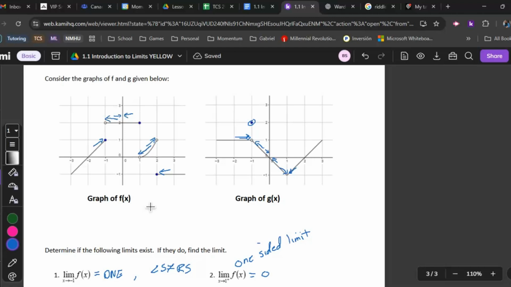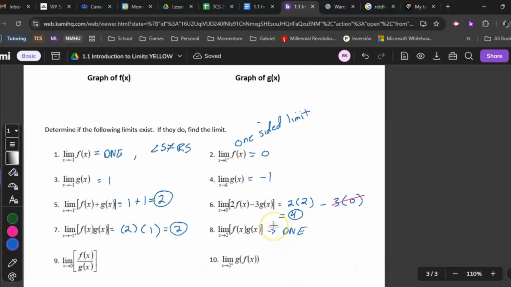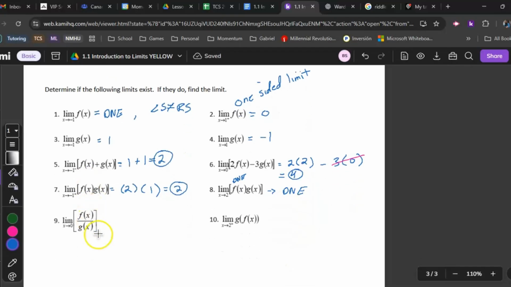So when I look at g of x, even though this one does exist, it doesn't matter because I'm getting does not exist times a number. The does not exist takes over. So for this particular one, because the limit of f of x does not exist, it automatically means the whole thing doesn't exist. Make sense? All right, let's look at 9, because 9 is a little bit different.